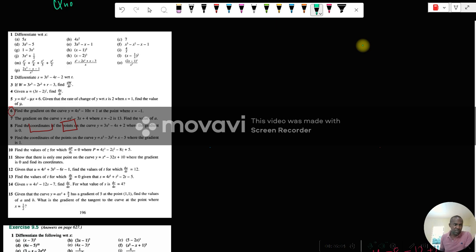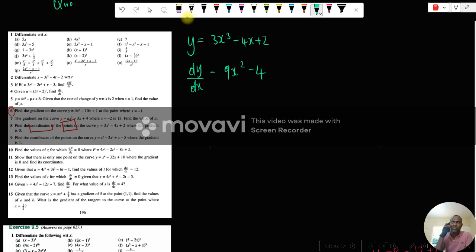All right. So this one says, find the coordinates of the points on the curve y equals 3x cubed minus 4x plus 2, where the gradient is 0. So first of all, we're going to write down the equation of the curve. y equals 3x cubed minus 4x plus 2. The first thing we need to do after that is to find dy by dx, differentiate y with respect to x. So it's going to give us 9x squared minus 4.